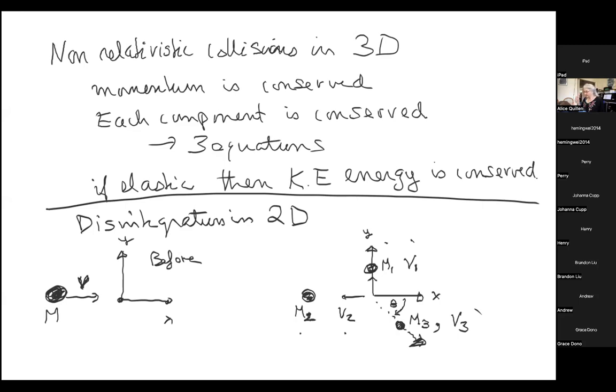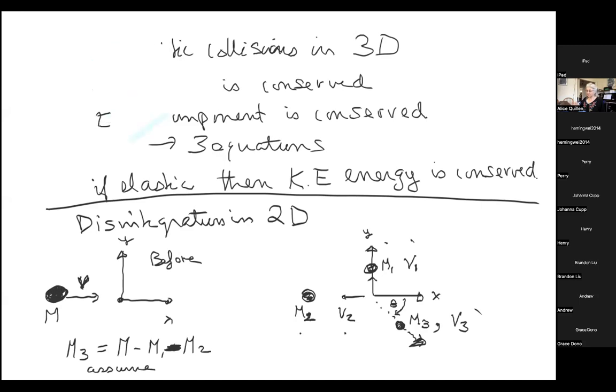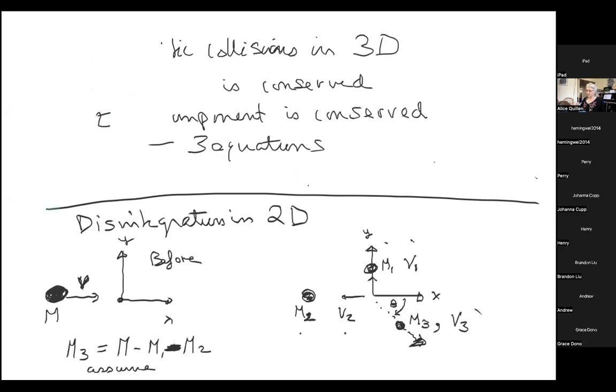To make things a little bit easier, we'll assume that no mass is lost. So M3 is equal to M minus (M1 plus M2). We're going to assume that's true. That just means M1 plus M2 plus M3 is equal to big M, which was the initial mass of the incoming particle. Okay, so let's draw. I really need to keep this picture here because it helps, so let's get rid of some of this and do it up on the top.